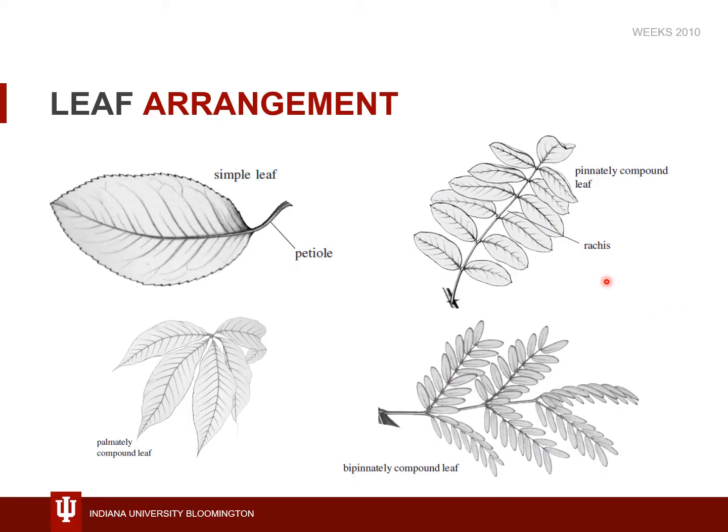Okay, so that's branching pattern. Let's talk about leaf arrangement a little bit. So the most basic leaf you could have would be just a simple leaf.